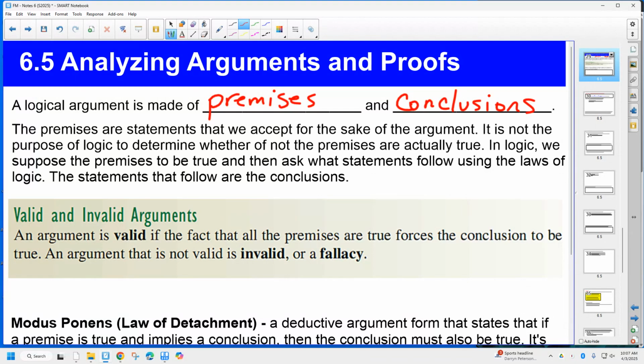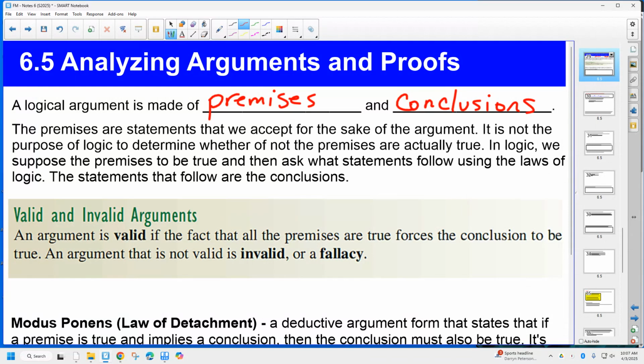We just understand them to be true. It is not the purpose of logic to determine whether or not the premises are actually true. In logic, we suppose the premises to be true and then ask what statements follow using the laws of logic. The statements that follow are the conclusions.